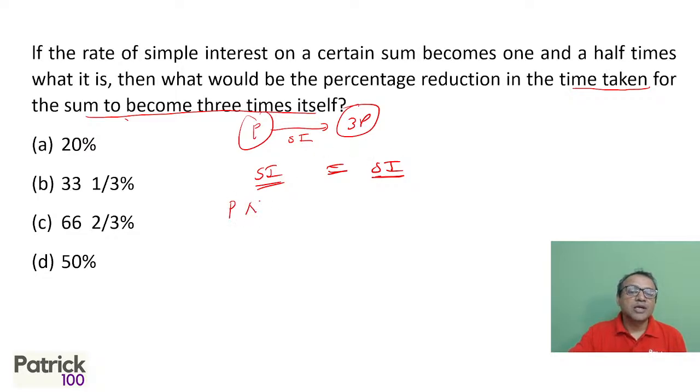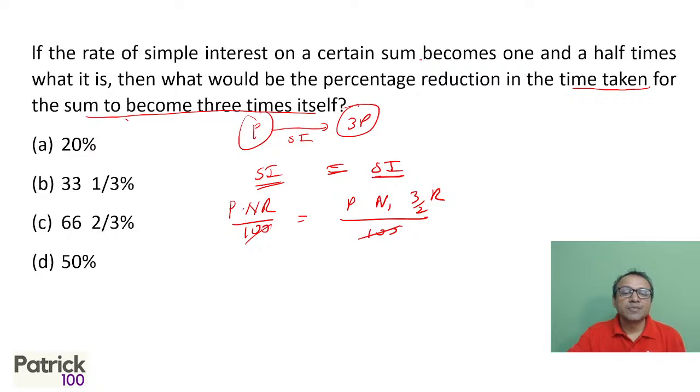If we take first P and R upon 100. In the second case, if you look at whatever it is said, the simple interest becomes 1.5 times what it is. That means R becomes 3 upon 2 times R. I have to find number of years, P upon 100. 100 gets cancelled, P gets cancelled. So you get N1, R also gets cancelled. You get N1 is equal to 2/3 N. So the time period becomes 2/3 of the original time period, which means percentage reduction will be 33 1/3%, B option.